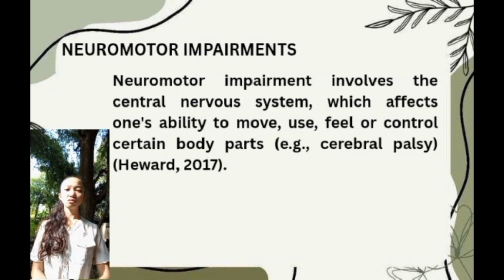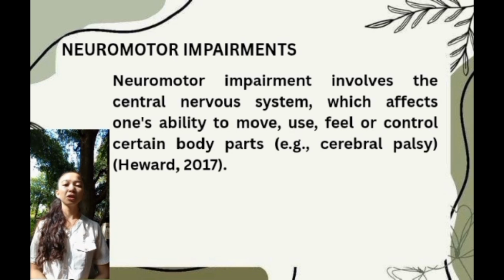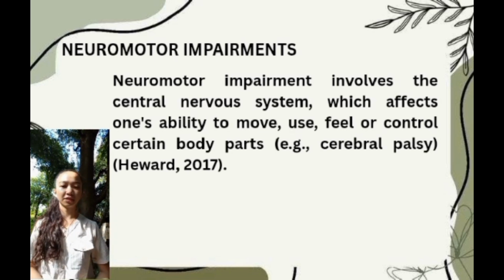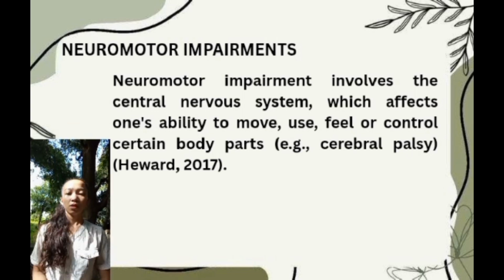According to Howard 2017, neuromotor impairments involve the central nervous system, which affects one's ability to move, use, feel, or control certain body parts. For example, we have cerebral palsy. So, neuromotor impairment is a condition that affects the central nervous system, specifically the brain and spinal cord. These disruptions in the nervous system's functions can lead to difficulties with movement, coordination, sensations, and control over certain body parts.